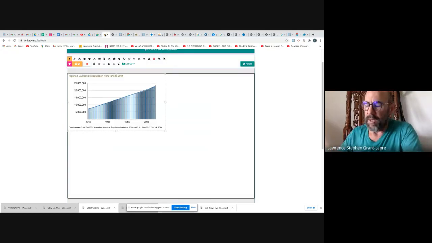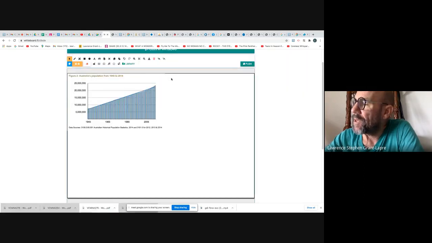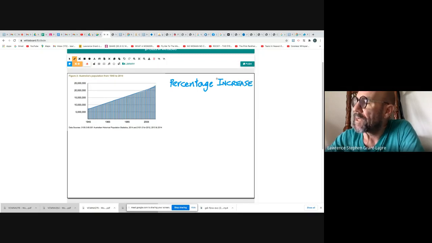In this small segment, I'd like to look at what's called percentage increase. Now, the word percentage increase, I can write it. Percentage increase. That means some value has increased over time. There is a formula for percentage increase.